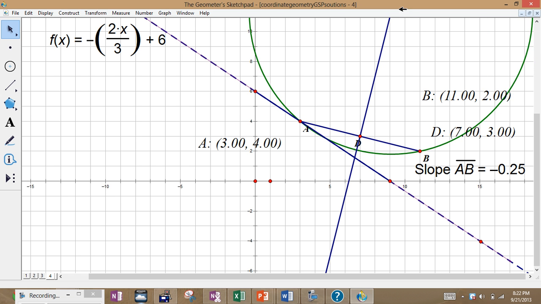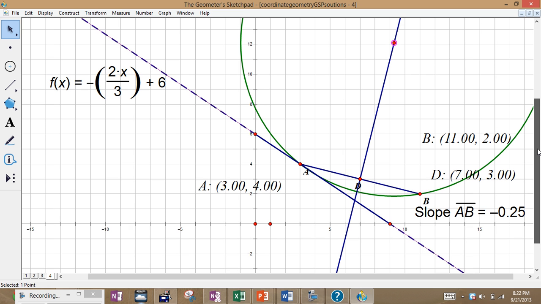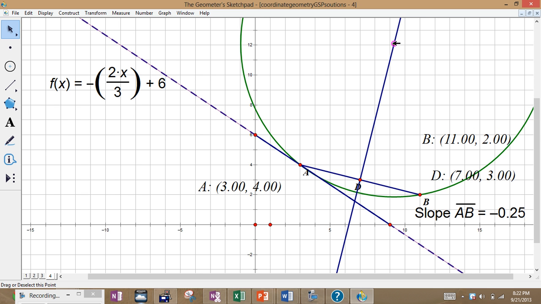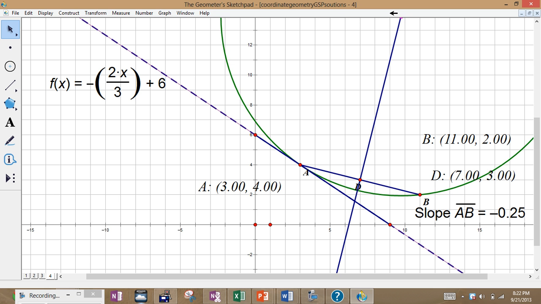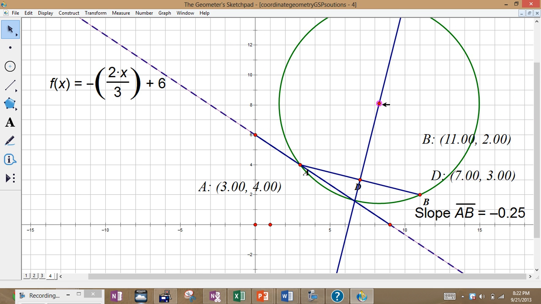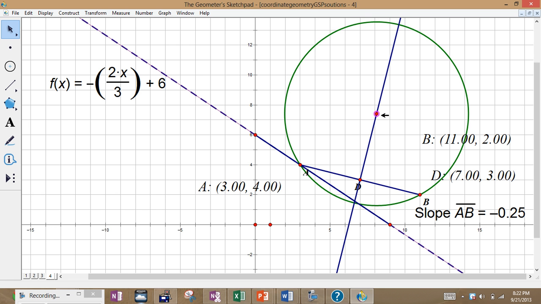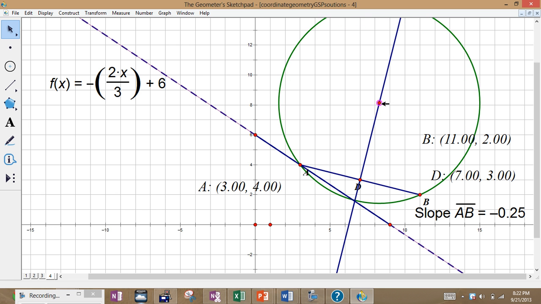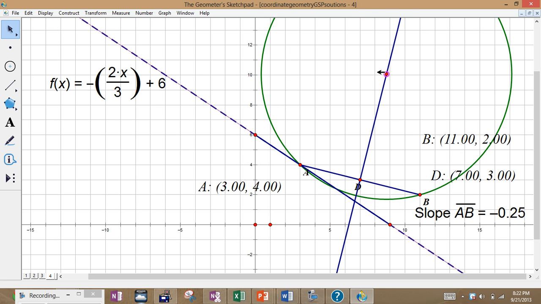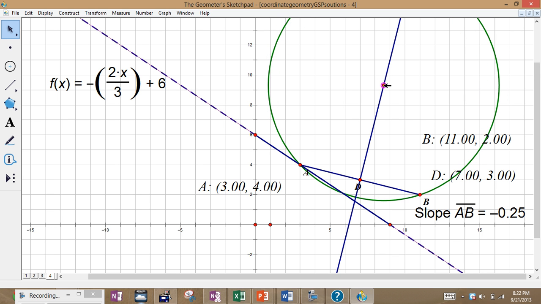Now we can see as I'm moving that up, and I'm going to slide that up a little bit, that it looks more and more like we're getting a tangent at A. So, well, let's determine what we mean by tangent. We should remember that if it's tangent, then the diameter drawn to that point of tangency will be perpendicular. So I'm going to back up.